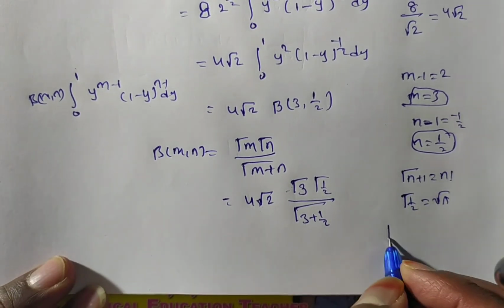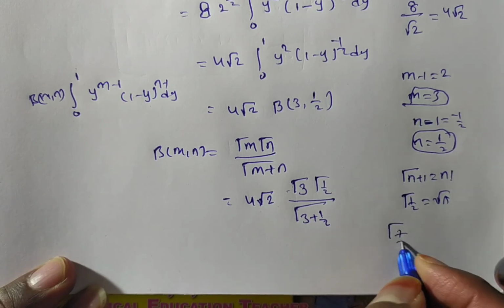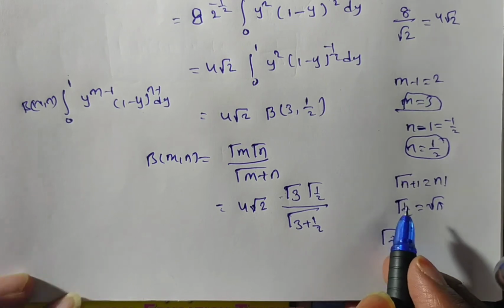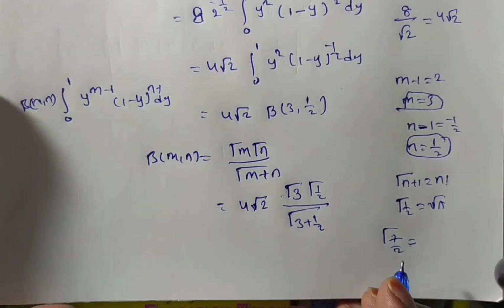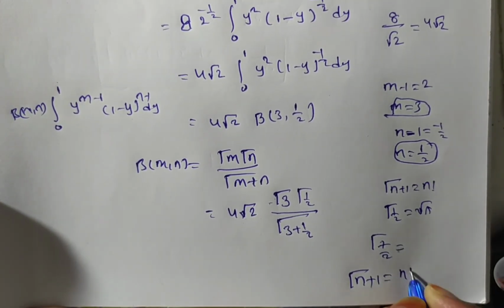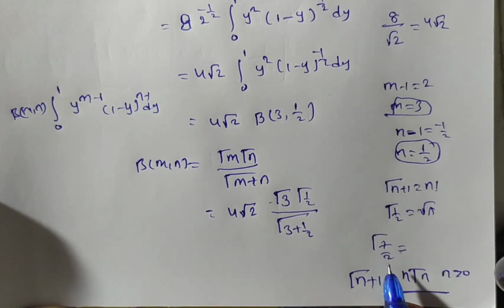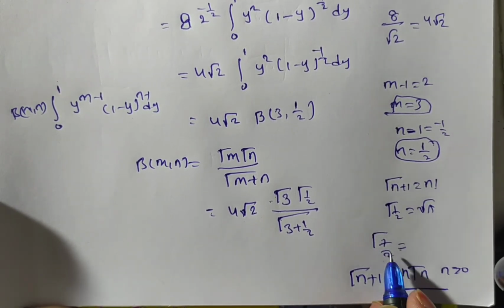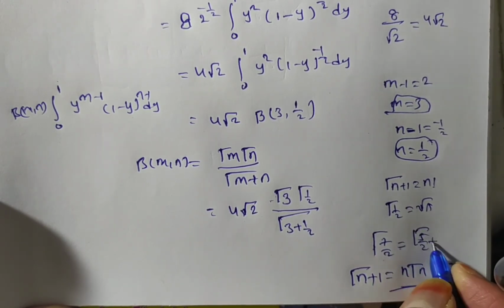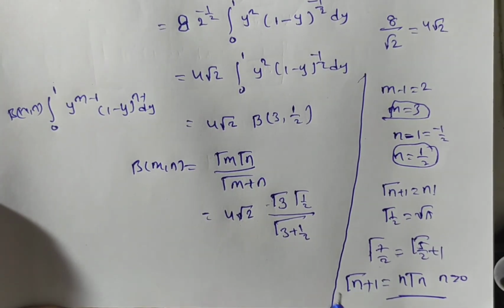Next, you see friends, 3 plus 1 by 2 is 7 by 2. This 7 by 2 you can express as follows. We have a formula already discussed in the previous problem, anyway, I will explain here. Gamma of n plus 1 value is equal to n into gamma n, if n is greater than 0 only. Here, is it greater than 0 or not? Yes. So how can you express this as n plus 1? 5 by 2, gamma of 5 by 2 plus 1. Friends, what I am writing on the right side, all these are important to solve this problem.